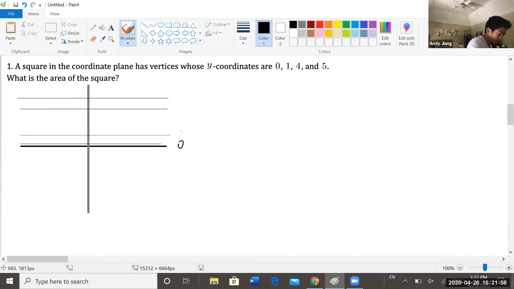So this is y is 0, y is 1, y is 4, and y is 5. So without loss of generality, I'm going to let one of the points be here because I know that I can just shift this square along these lines however I like. So I'll just put one of my points here. Then I'll put another point over here, a third point here, my fourth point here. It just takes a little trial and error to see where the points are going to be.